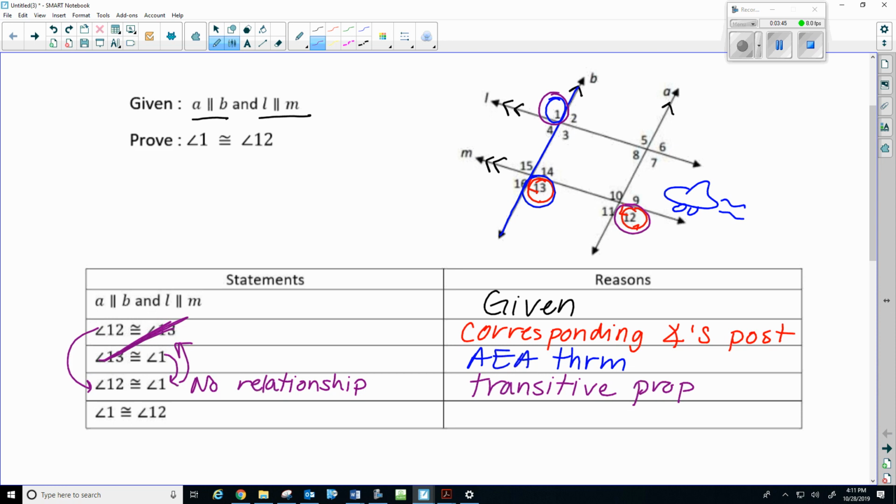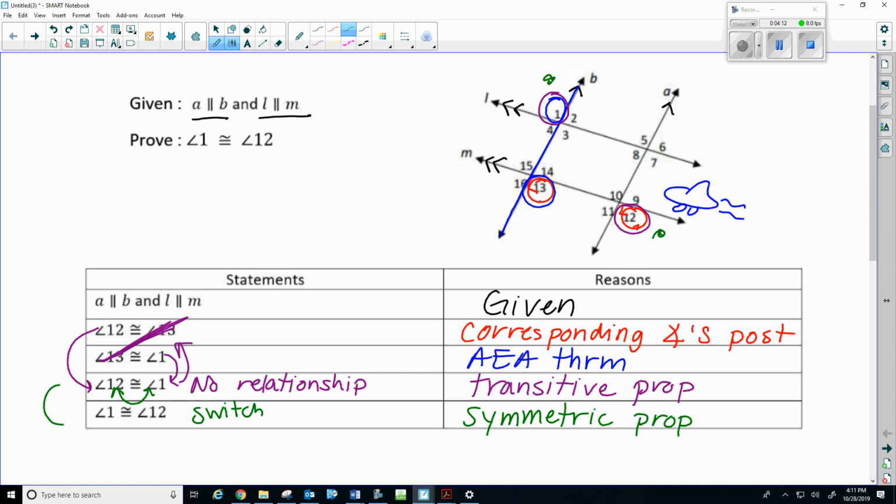And the last thing that we see here is now we're proving that angle 1 and angle 12 are congruent, which we already have here, but we need to look at what has changed between these last two, and what we've noticed is we've switched. So when we switch, we go back to our old notes, and we know switch is symmetric property.